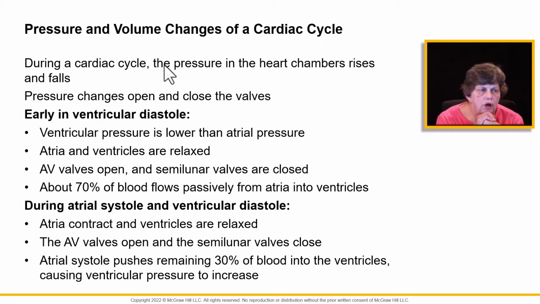All right, so during the cardiac cycle, the pressure rises and falls. When you are basically early in ventricular diastole, the ventricular pressure is lower than atrial pressure. The atria and the ventricles are relaxed. The AV valve is open. The semilunar valves are closed. The AV valve is open, and the blood is just flowing from the atria into the ventricles.